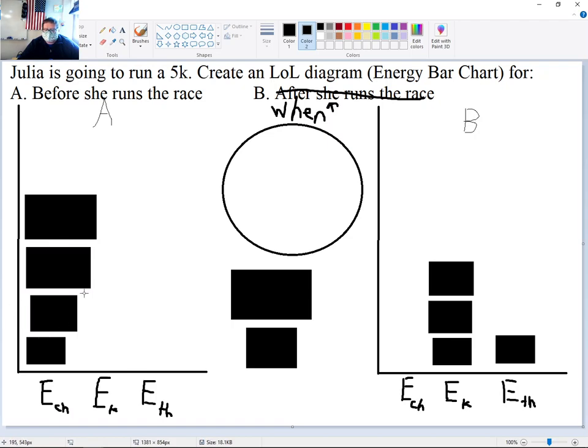So you could think about these 4 blocks as representing the amount of chemical energy needed to get to the point right before the finish line. And now they're spent up. They're used in different places.